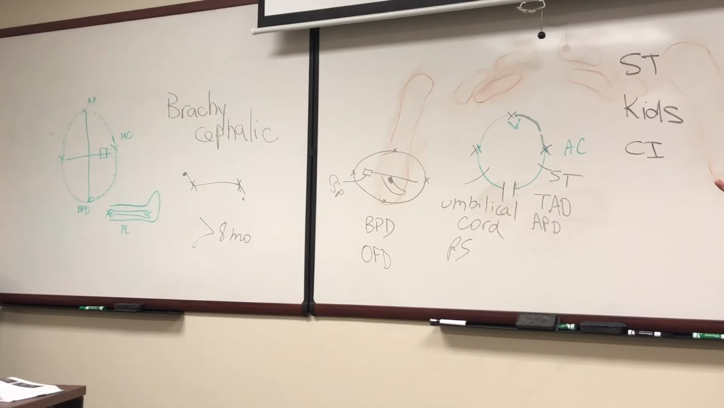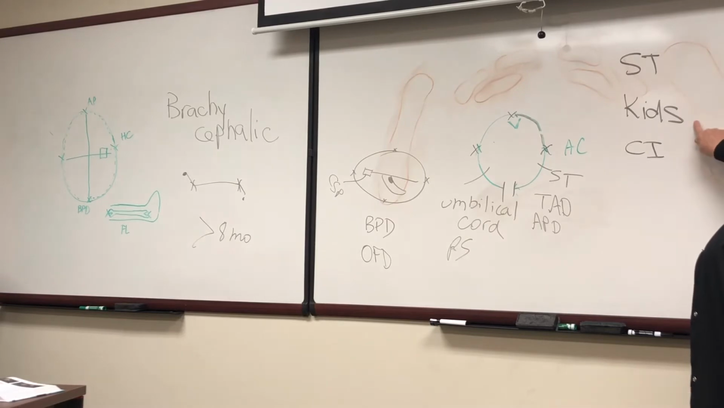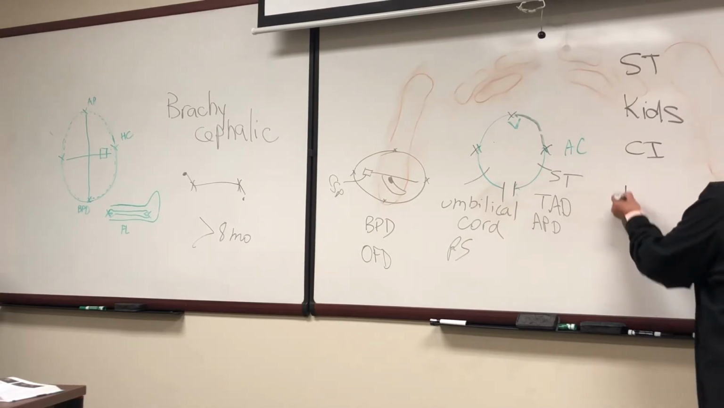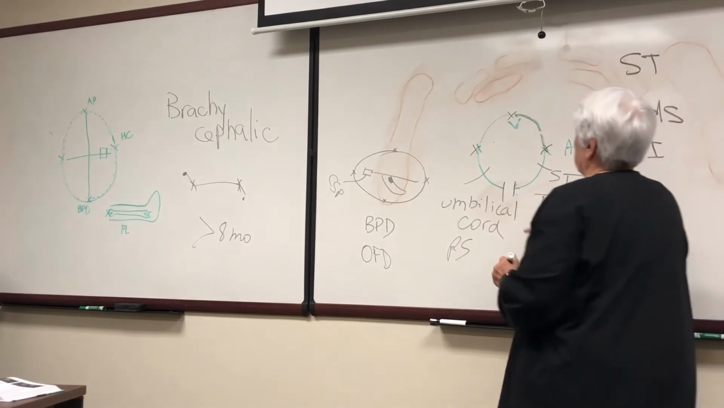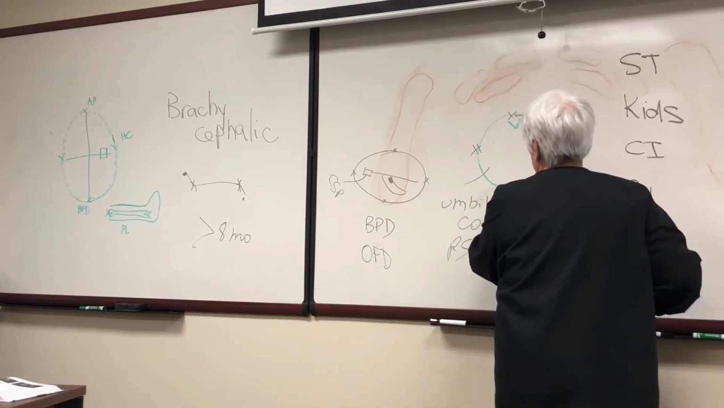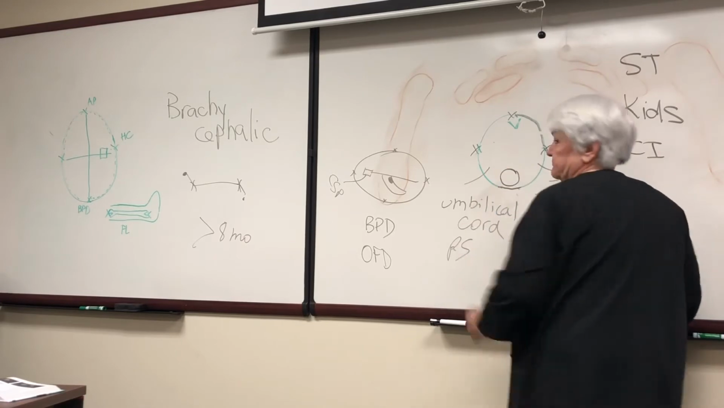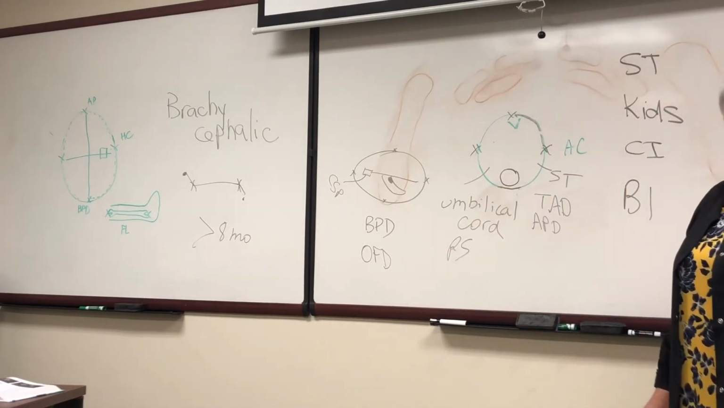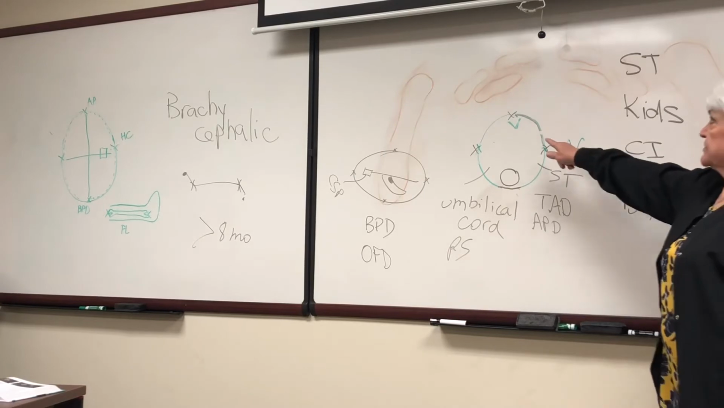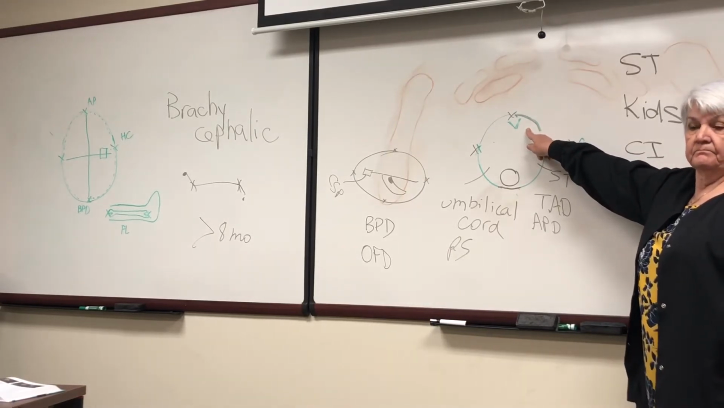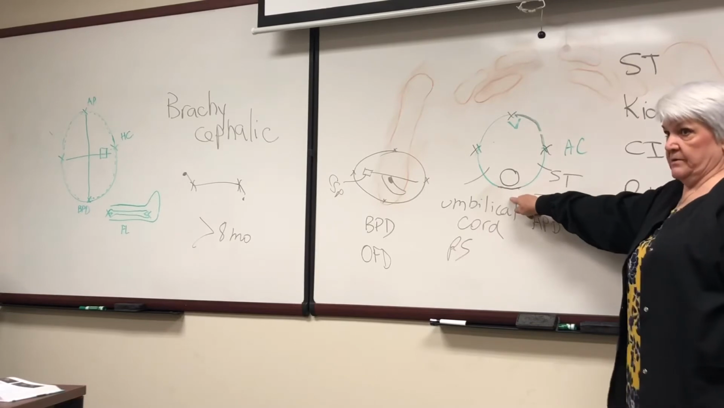How I do mine, I do all my measurements together. Okay? I do all my heads together, I do all my abdomens together, I do all my femurs together. Okay? So, stomach, kidneys, cord insertion, bladder. I'm going to go below this, and I'm going to show my bladder. Okay? We're in transverse, right? I'm in transverse because I still have my spine up there. Okay, so I've got bladder.